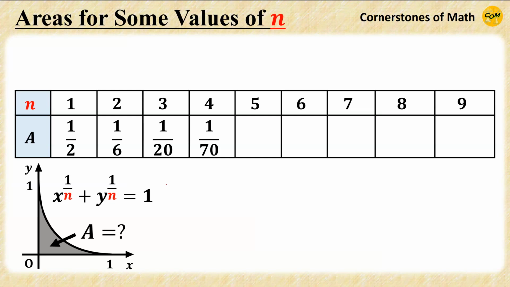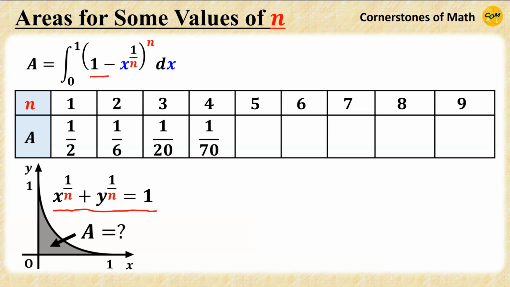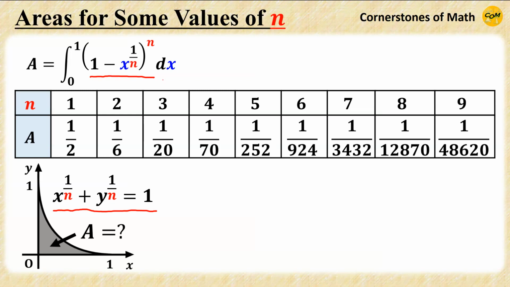But we can actually keep going on and calculate more areas considering the generalized version of the problem. The general equation of the graph is x to the power of 1 over n plus y to the power of 1 over n equals 1. Then the area A of the shaded region is expressed as integral of (1 minus x to the power of 1 over n) to the power of n dx from 0 to 1, which in theory you can always expand and integrate, although the expression will get quite lengthy for larger values of n. So I will just show you the results, which are these values.